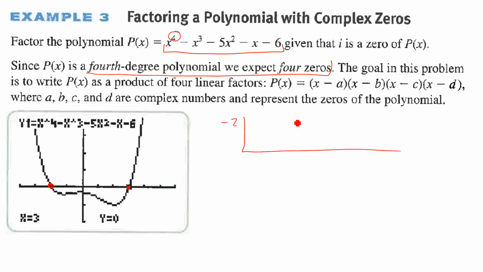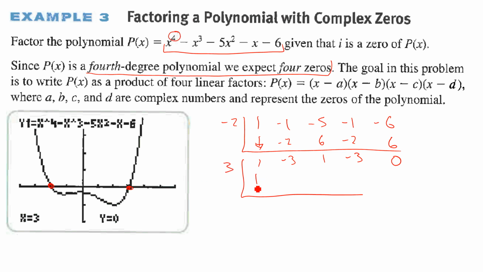With -2, we'll go synthetically. 1, -1, -5, -1, and -6 for our synthetic. 1, -2, -3, 6. 1, -2, -3, and 6. So that one checks out. And we'll go again with what looks like +3. 1, 3, 0, 0, 1, and 3. That one checks out as well.